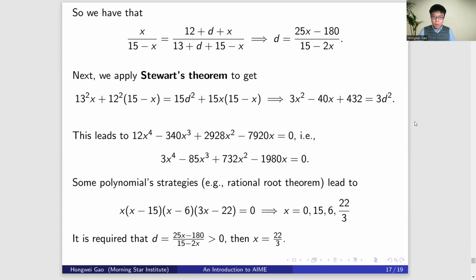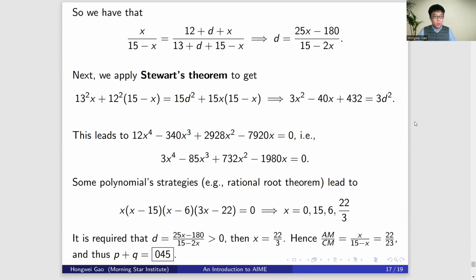That's our solution. And then we know that AM over CM is x over 15 minus x, which is 22 over 23. These two numbers are P and Q. We get the answer P plus Q equals 45.